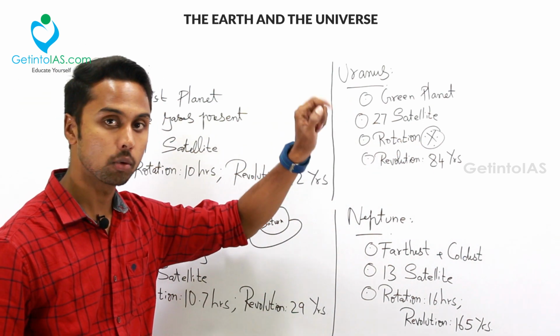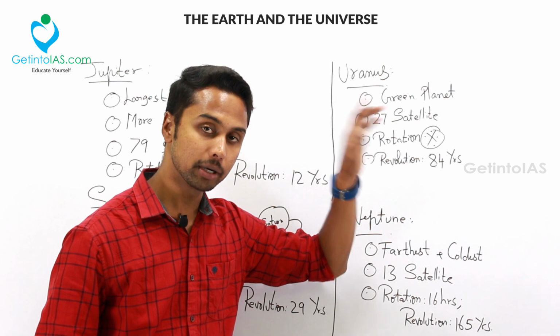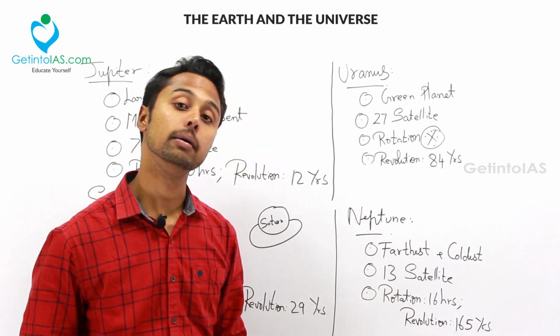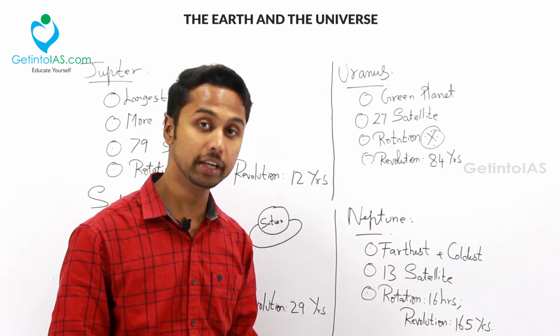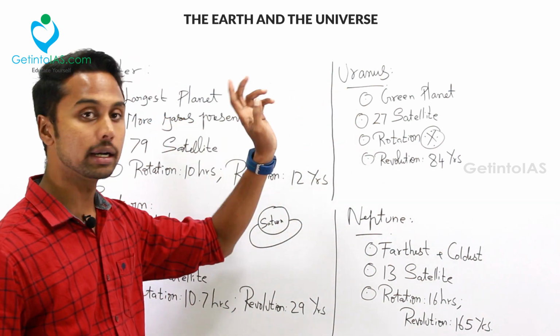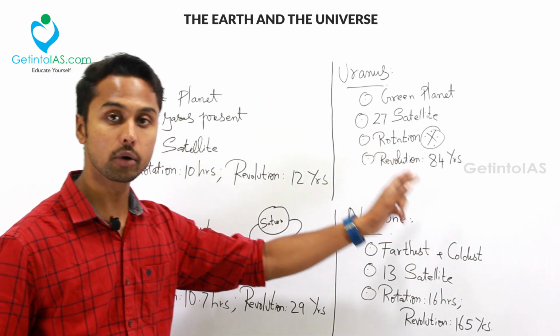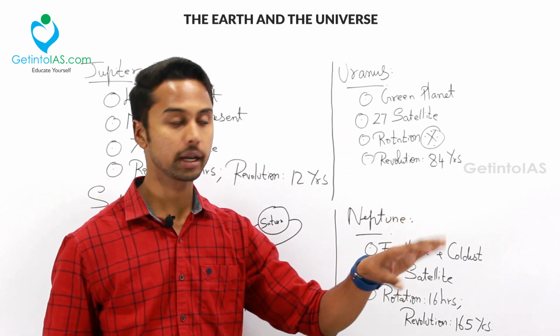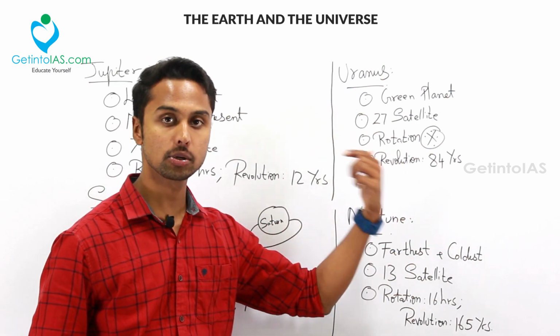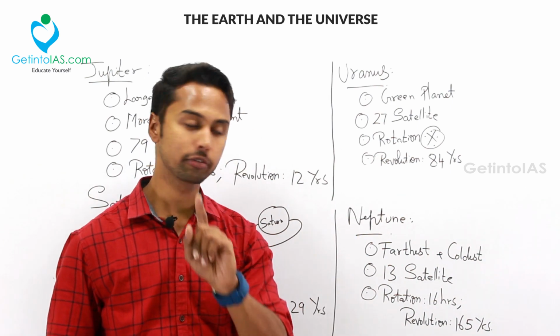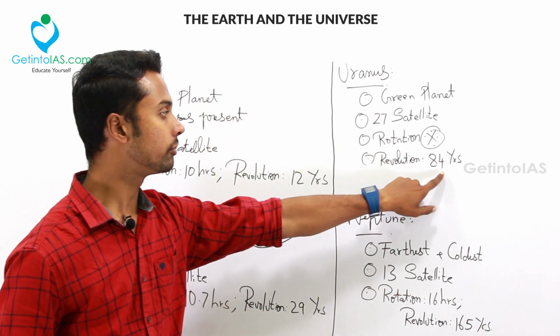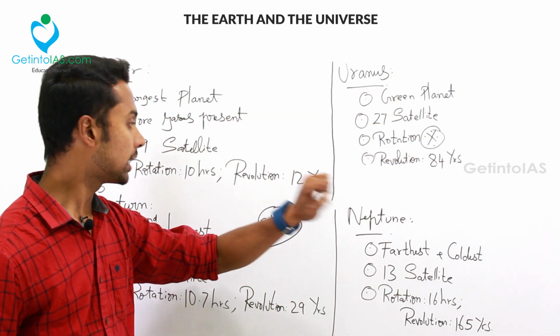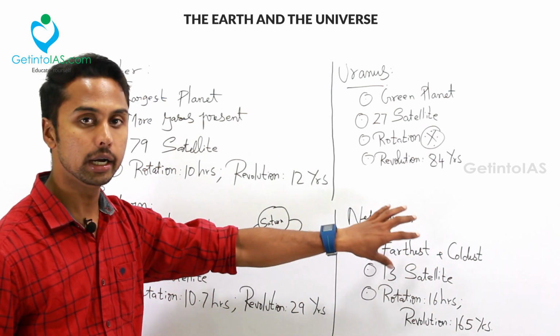And rotation. What about rotation? Can you remember anything? I told you about the inner planet Venus. Venus and Uranus are the only planets with a unique rotation. All the planets rotate from west to east, but Venus and Uranus rotate from east to west. Unique feature. Revolution takes 84 years. That is about Uranus. Next, we are going to the last planet, Neptune.